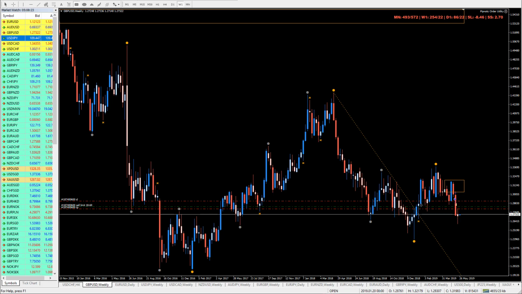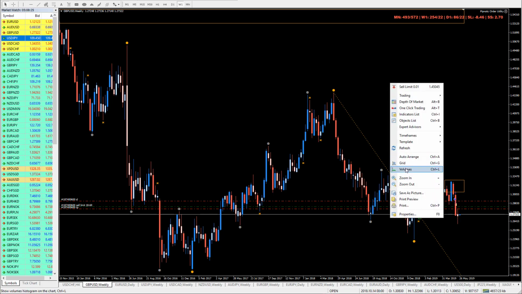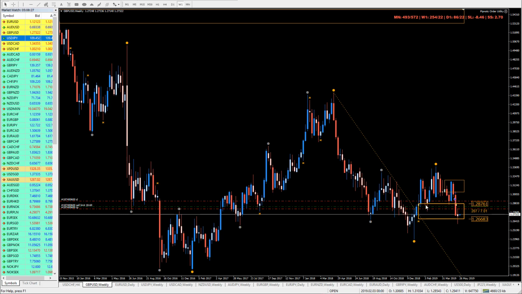We had this area of demand here, which was tested once, twice. Now it's going down. The area that did it is this one here. So expect price to maybe bounce there.